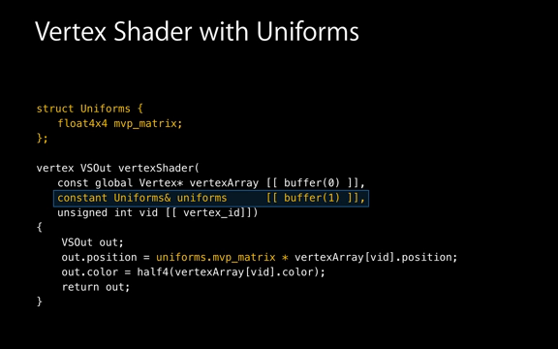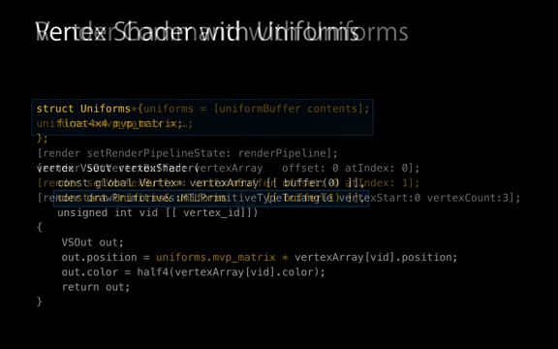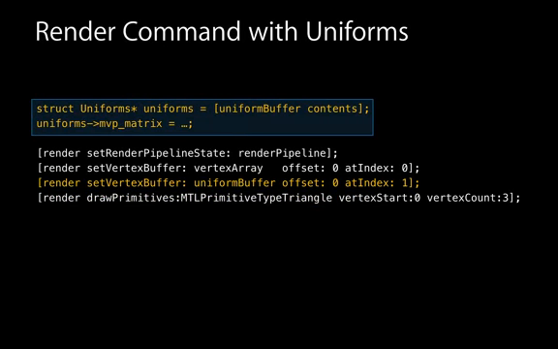So that's the extent of the shader changes. On the API side, I've allocated a second buffer to hold my uniforms, and I'm going to call the contents property, and that's just going to return to me a void star. And these are CPU-GPU shared memory.